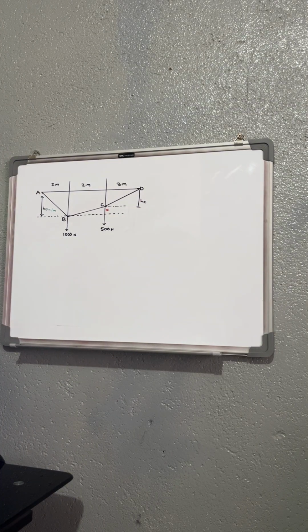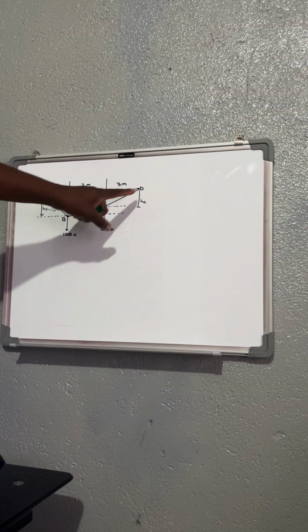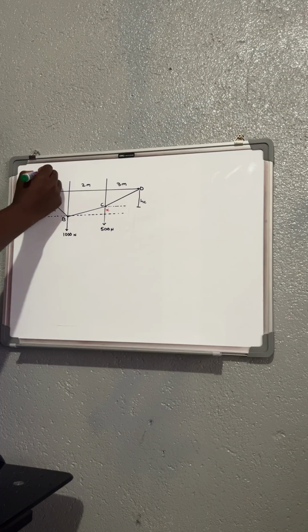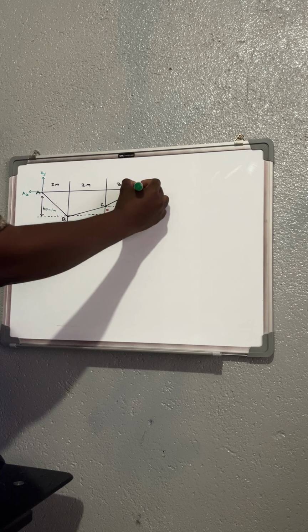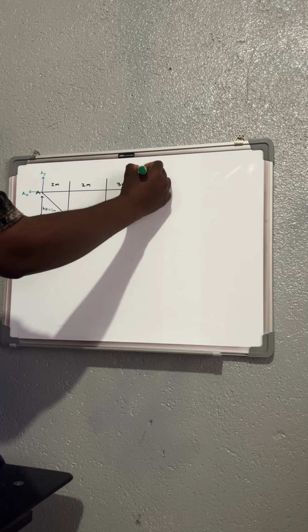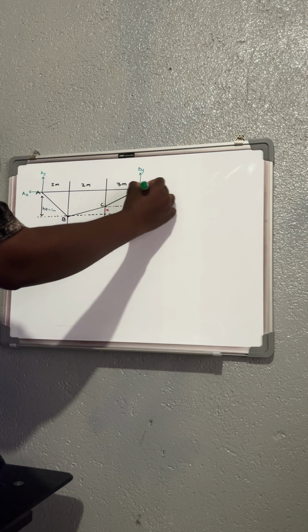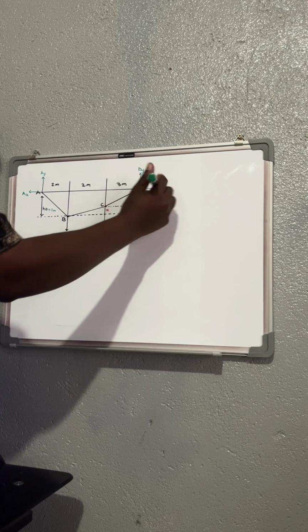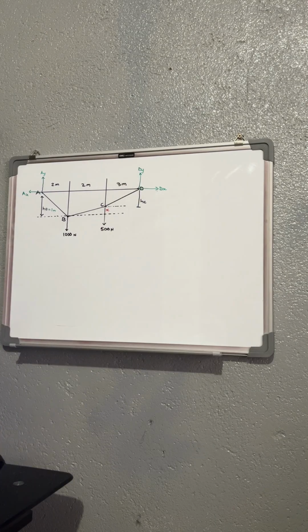You see? So first thing that I like to do with this one is to write my components at my endpoints. Where are my endpoints? My endpoints at my A, I'm going to have what? I have my AX and I also have my AY. This side I have my DY and I also have my DX. So that would be the first step.